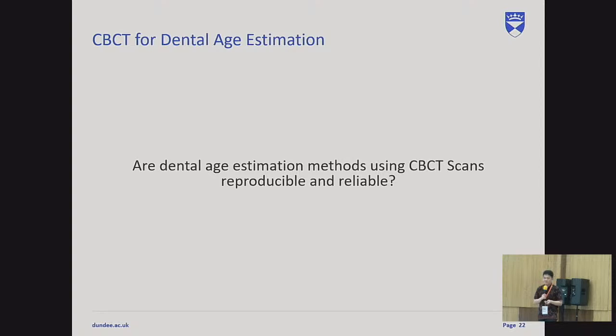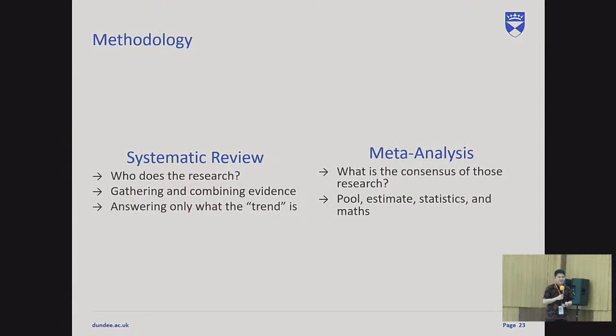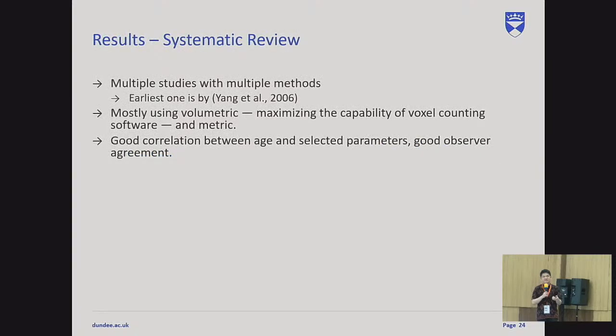Reproducible and reliable. How do you answer it? We need to do a systematic review and meta-analysis. Well, it's basically the same, but a systematic review is gathering the information, and meta-analysis is pulling everything into one consensus, one result. But I will not deal with the maths here. I will just give you the overall conclusion.